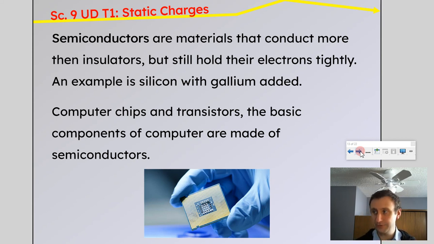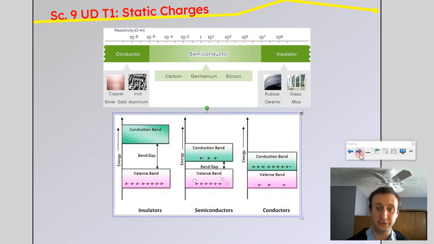So in semiconductors, electrons are held more tightly than they are in a conductor, but less tightly than an insulator, and they can move a little bit. And we can manipulate this in order to accomplish amazing things. So here's kind of a diagram showing the difference. So a conductor has very little resistance to electricity moving through it.